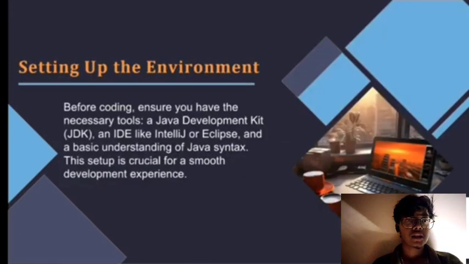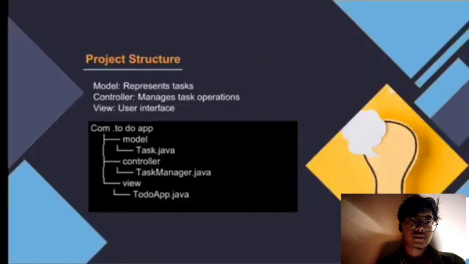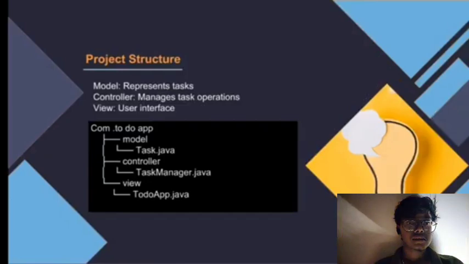Setting up the environment. Before coding, ensure you have the necessary tools: a Java Development Kit (JDK), an IDE like IntelliJ or Eclipse, and a basic understanding of Java syntax. These setups are crucial for a smooth development experience. Project structure: the model represents the task, the controller manages task operations, and the view is the user interface.